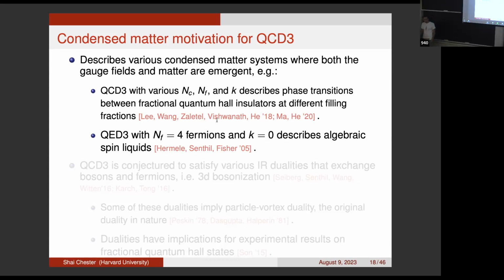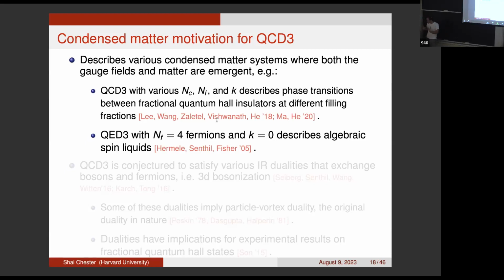Another example of where this class of theories is of interest is QED, when you have one color, 4 fermions, and 0 Chern-Simons level. In this case, this CFT describes not just a phase transition, but it's actually supposed to describe an entire state of matter. This is very unusual. Usually you don't have a state of matter which is always conformal. Usually the CFT only describes the phase transition. But this is conjectured to be the exception.